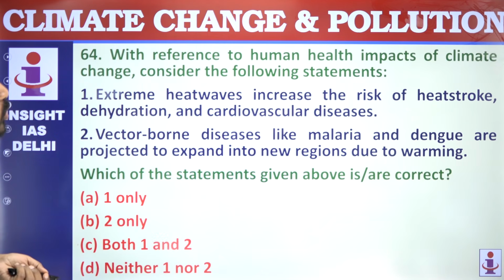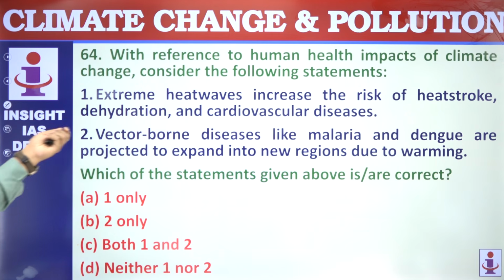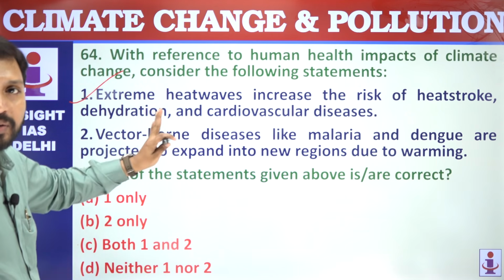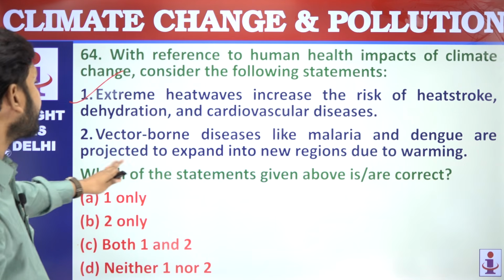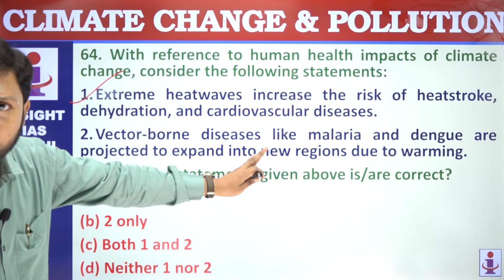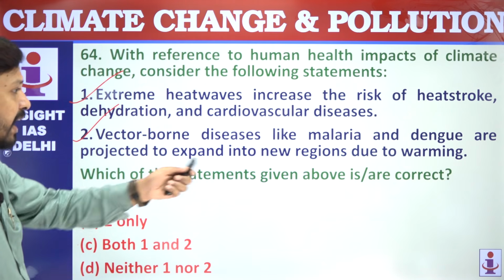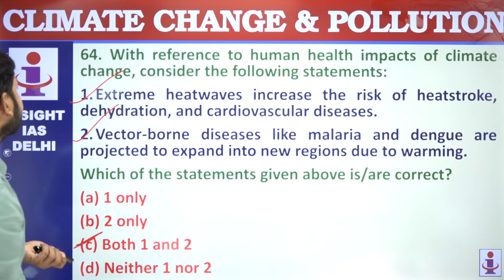Next one, with reference to human health impacts of climate change, consider the following statements. Extreme heat waves increase the risk of heat stroke, dehydration and cardiovascular disease. Okay, same statement, we have seen earlier also. Vector-borne diseases like malaria and dengue are projected to expand into the new regions due to warming. Already the same sort of statement we have seen. This also is right. So both are correct and they are asking correct. So it is there in the option C.